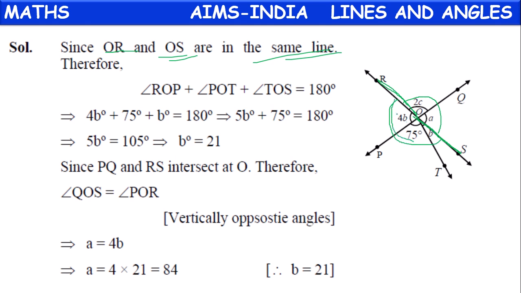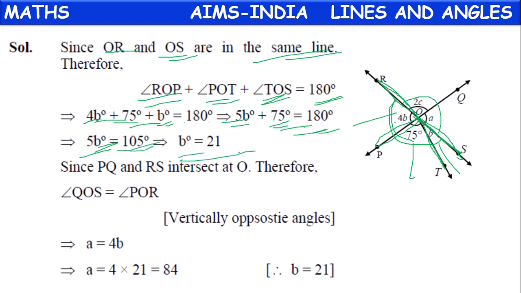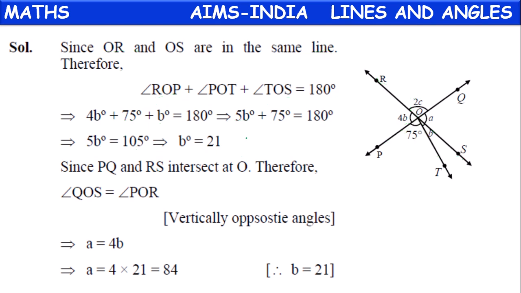So if you take this side, ROP, POT, TOS, first angle, second angle, third angle. So ROP, POT, TOS, the sum of all these three angles is 180 degrees. This is 4B, this is 75, this is B, 180 degrees. 4B plus B, 5B plus 75 equals 180 degrees. 5B equals 180 minus 75, 105. B equals 105 by 5, 21 degrees. So 21 degrees.